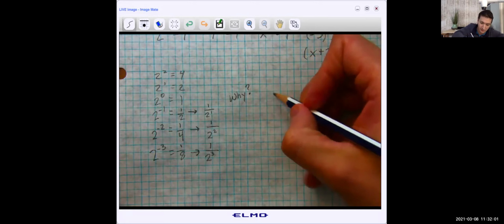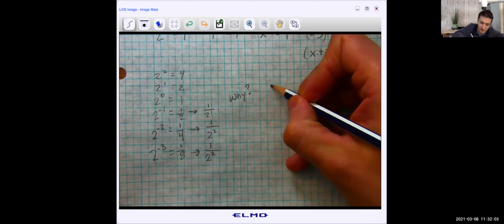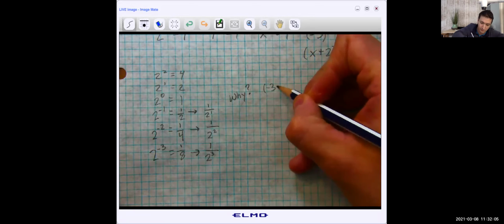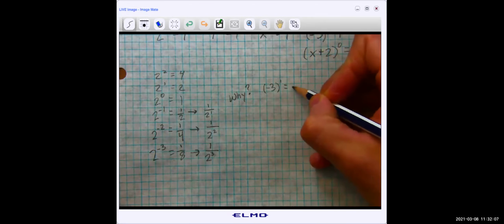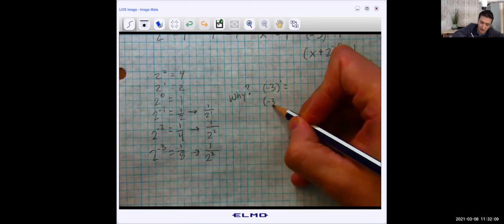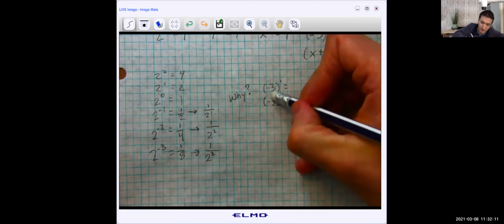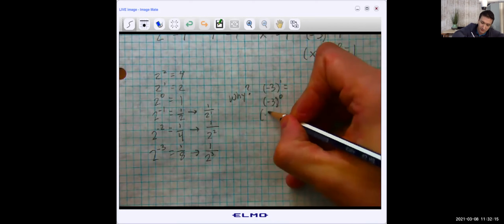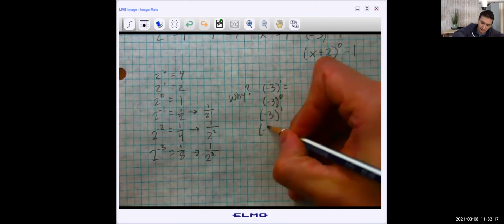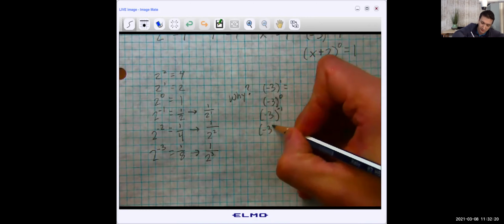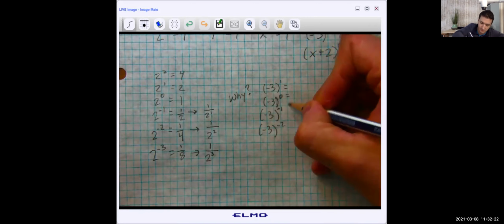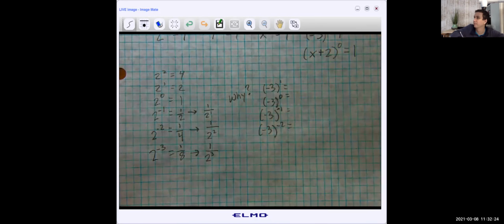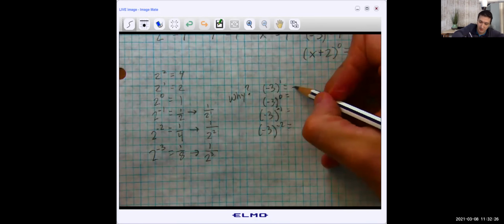Let's take -3. -3 to what power? We're going to just follow the pattern out and we'll talk more about the why. So -3 to the power of 1, -3 to the power of 0, -3 to the power of -1, sorry, and -3 to the power of -2. So that's just going to be -3.